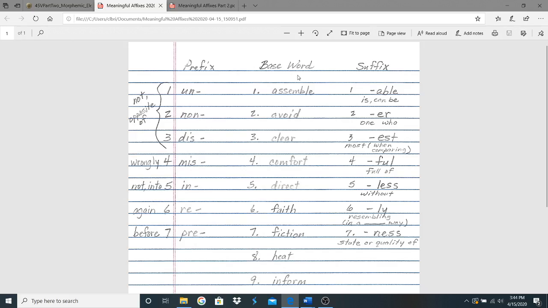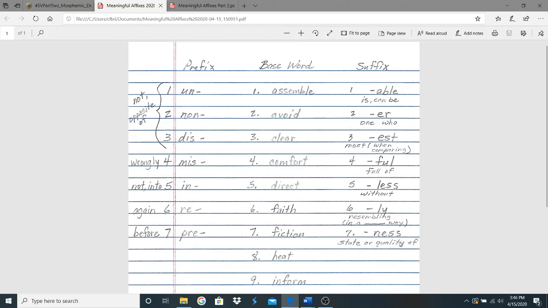Our base words, we'll come back to those in just a second. Suffixes that we're working with today are able, which means is or can be, or a lot of times I'll think able to, and then whatever the base word is. Er is one who, whatever the base word is, like teacher, one who teaches. Est, when it's comparing at the end of a word, can mean most, like fastest runner would be the most fast runner. Full means full of, joyful means full of joy. Less means without. If you were penniless, you would be without even a penny. Ly means resembling, or you could say in a blank way. If the word was slowly, you could say in a slow way.